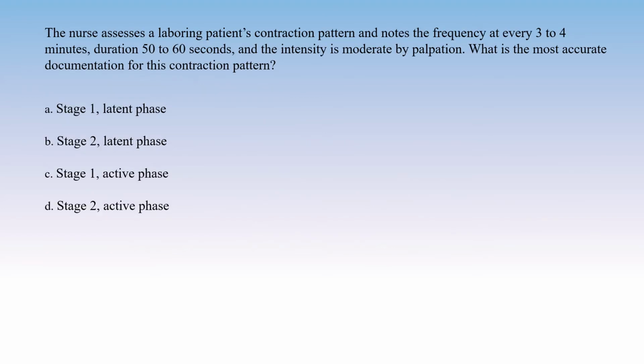The nurse assesses a laboring patient's contraction pattern and notes the frequency at every 3 to 4 minutes, duration 50 to 60 seconds, and the intensity is moderate by palpation. What is the most accurate documentation for this contraction pattern? A. Stage 1, latent phase. B. Stage 2, latent phase. C. Stage 1, active phase. D. Stage 2, active phase.